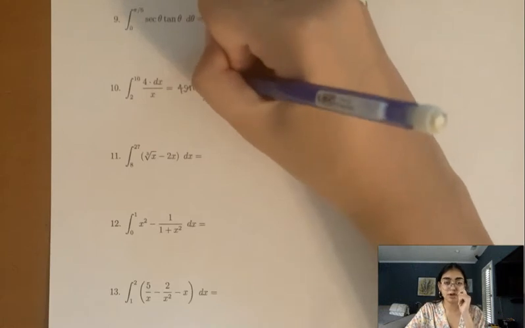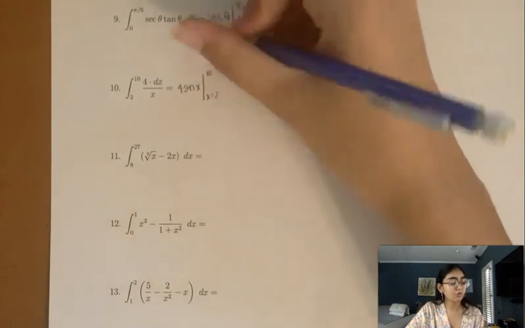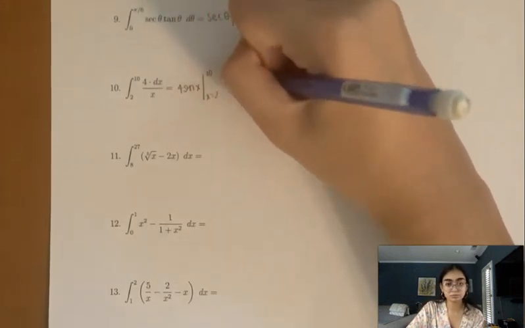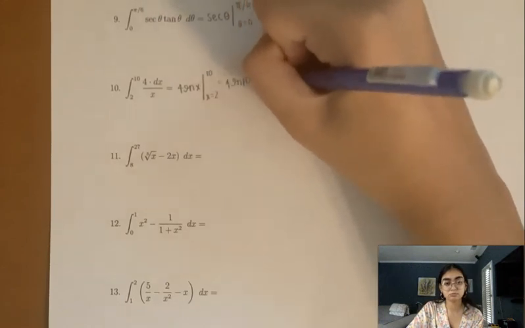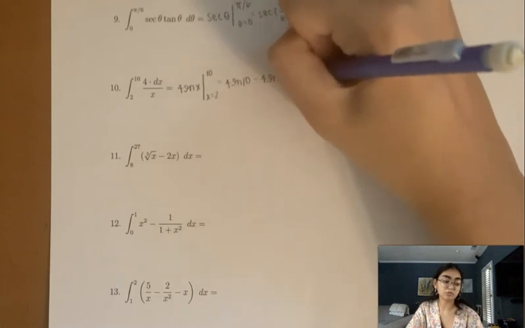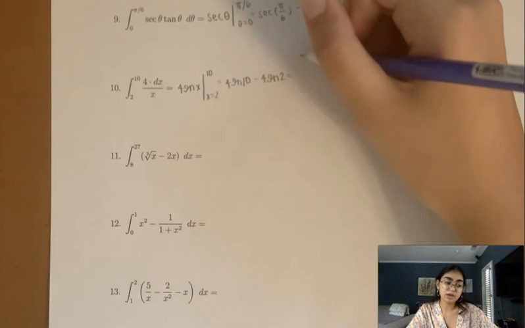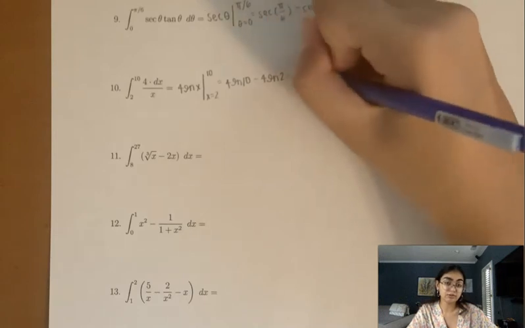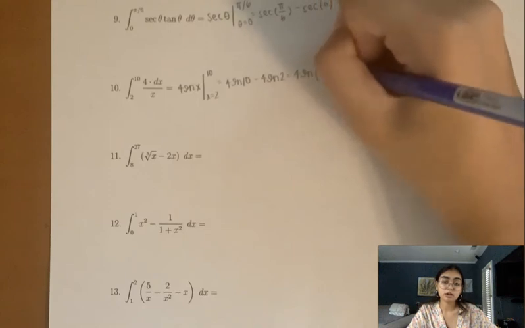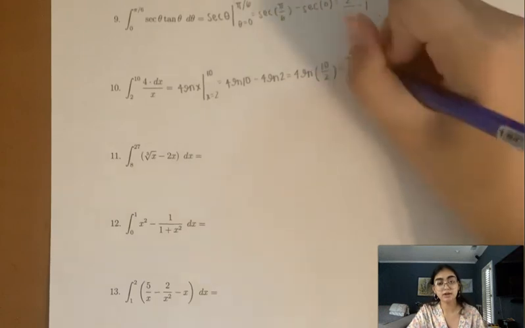We're then just going to plug in 10 and 2, which is going to give us 4 ln 10 minus 4 ln 2. We can use our logarithm properties here, and that means that when we subtract logs, we can just divide them. So we're going to get 4 ln of 10 over 2, which is equal to 4 ln of 5.